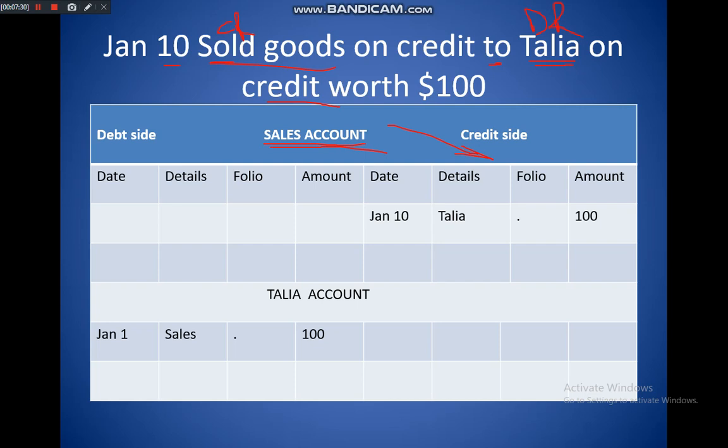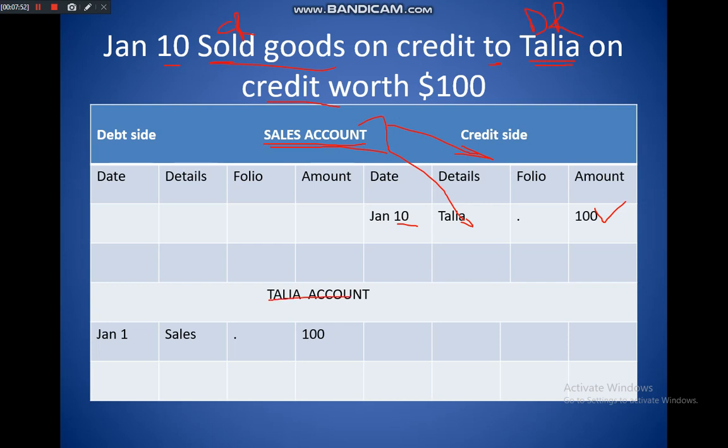On the credit side, that's where you do all the business, please, because you are crediting sales. So you go to the credit side, you do all the activity, write the date and the other account. Remember, this is sales, so the other account is Talia. You write Talia here, then you write the amount. Okay, but double entry, we are supposed to record the transaction twice.